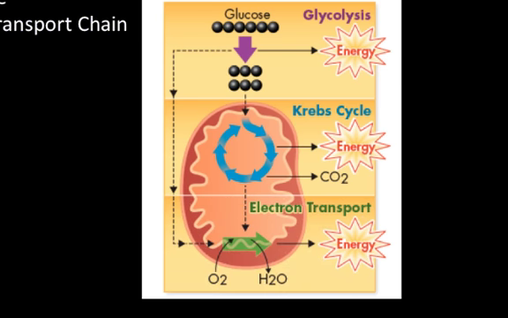The last thing to occur is the electron transport chain. It's here where the oxygen is necessary and where most of the ATP is made. So let's dive into the citric acid cycle, shall we?